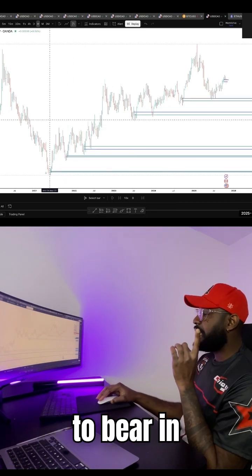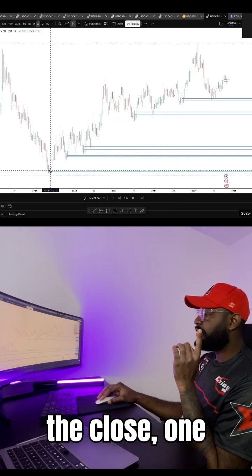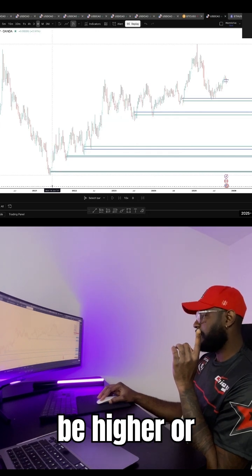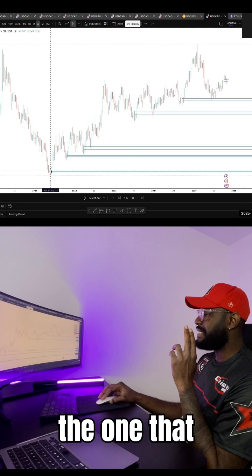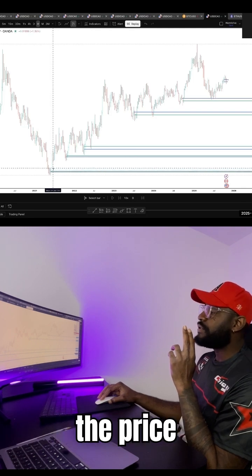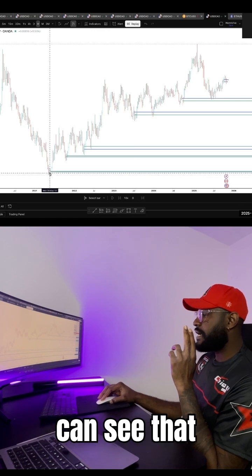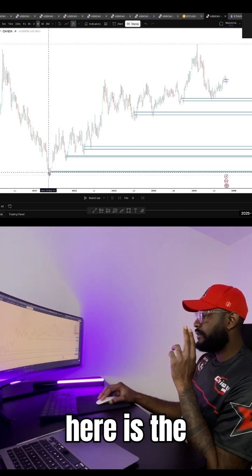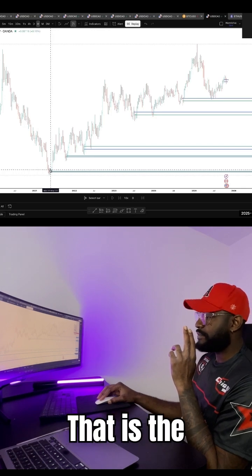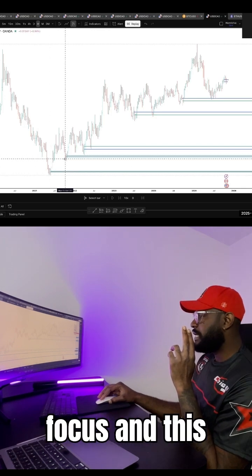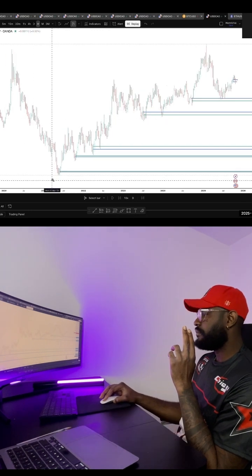One thing you have to bear in mind is you will notice that either the open or the close, one of them will be higher or lower, right? Yes. My focus is usually on the one that is closer to the price action. What do I mean? For example, in this case, you can see that this one down here is the open, but the close is closer to the price action. That is the one that is my focus. Can you zoom in the chart a little, please?